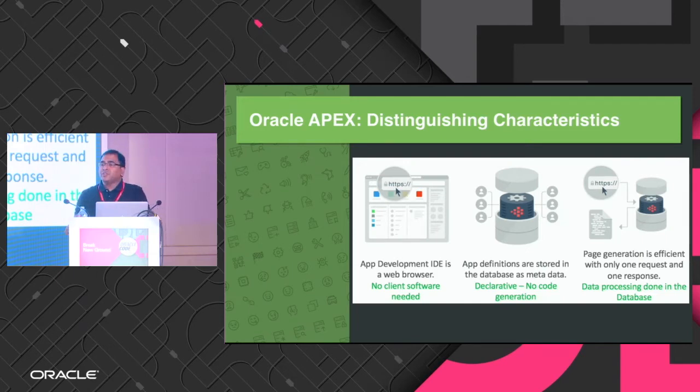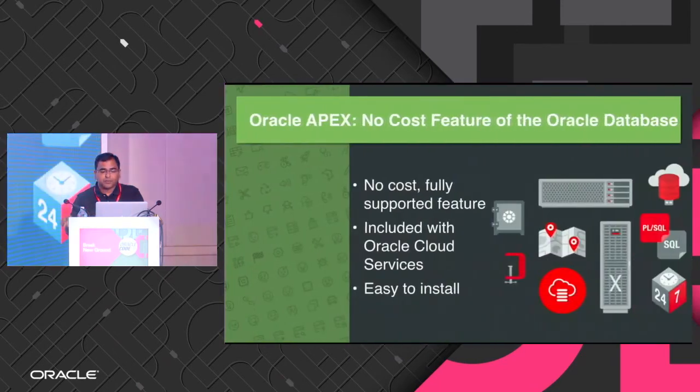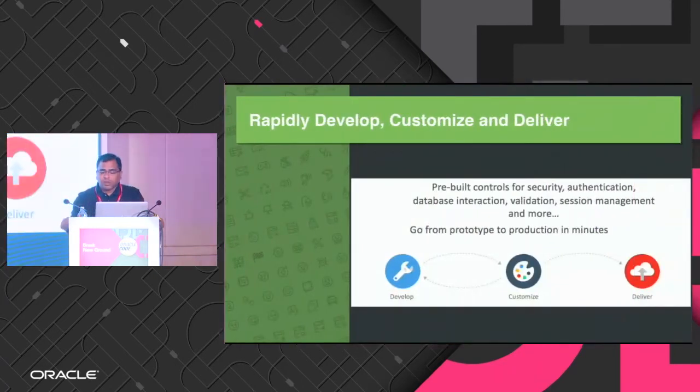And page generation is efficient with only one request and one response. Data processing is done in the database. The Apex engine resides inside the database. Like I said, Apex is a no-cost feature of Oracle Database, a fully supported feature, included with Oracle Cloud Services, and very easy to install. You can rapidly develop, customize, and deliver your Apex applications, like you can move from cloud to on-prem, on-prem to cloud, wherever.